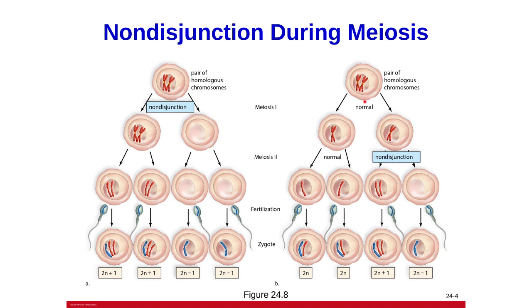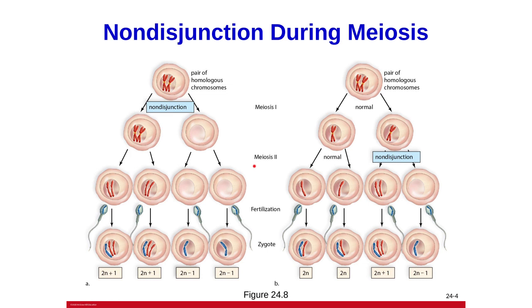Let's look over here at the other side. We can see what happens normally. If meiosis 1 goes normally, then these homologous chromosomes should separate. Now, you might ask, why are these doubled up? Remember, each chromosome actually consists of a pair of sister chromatids.